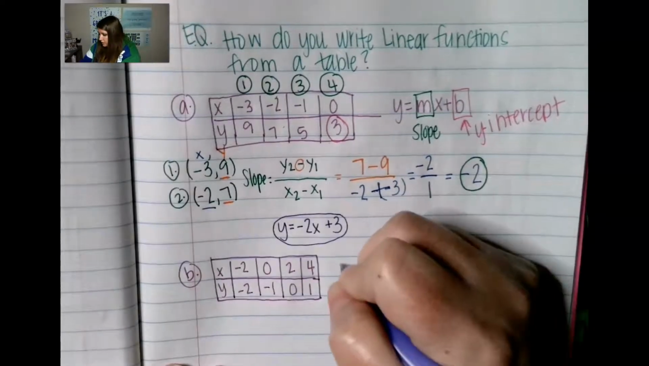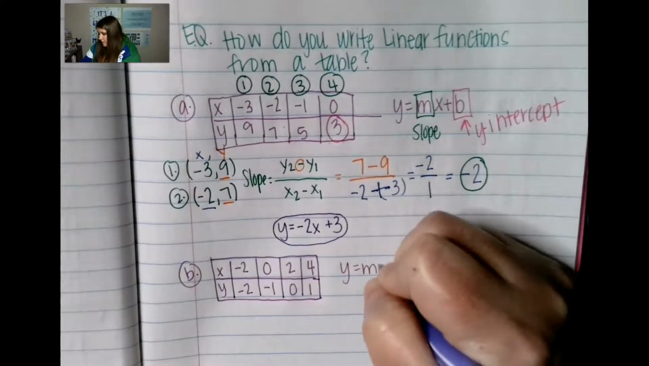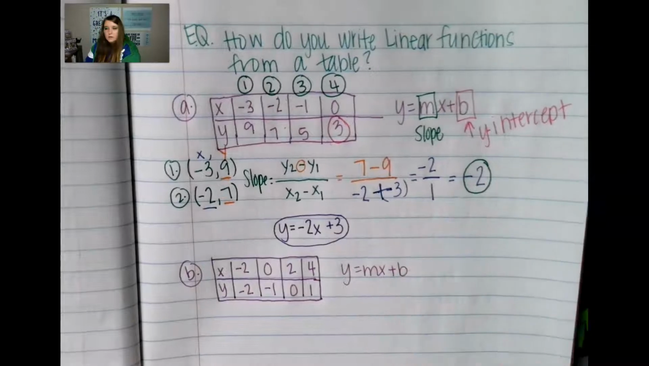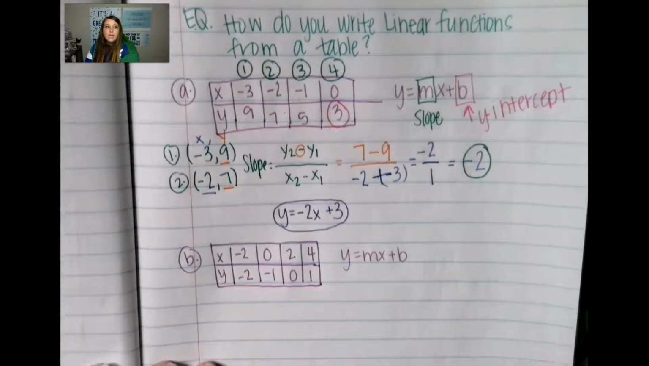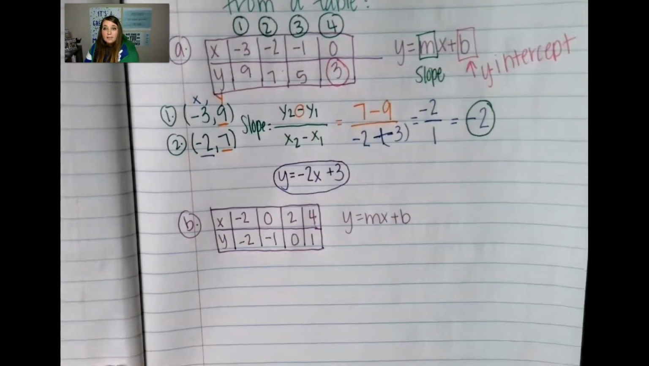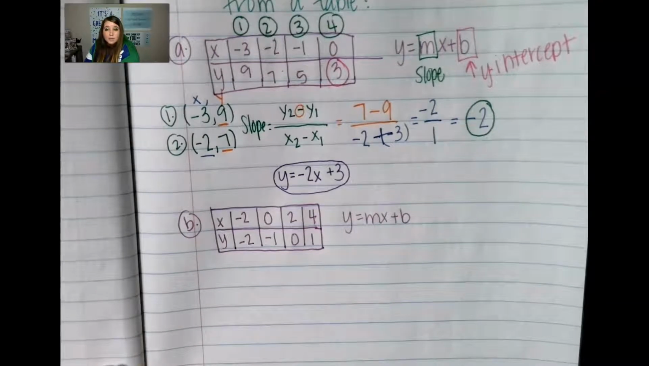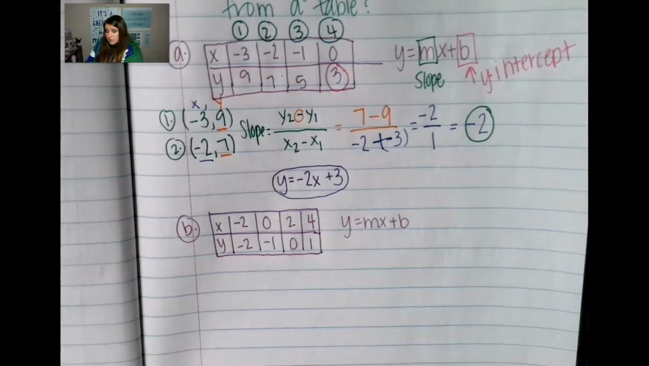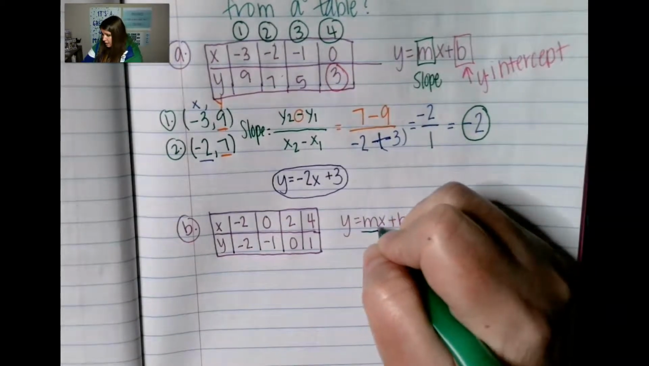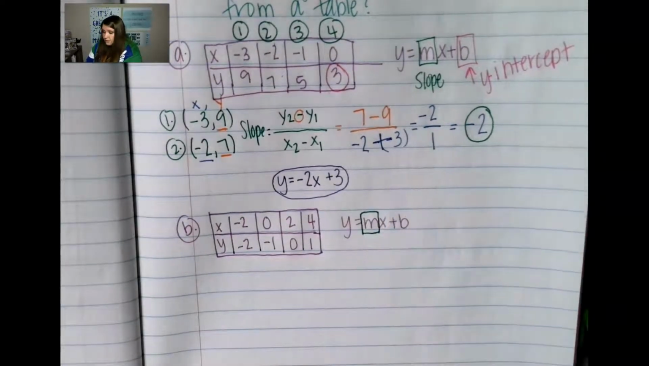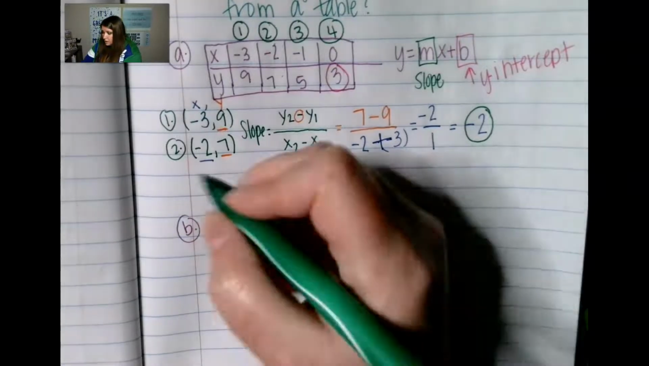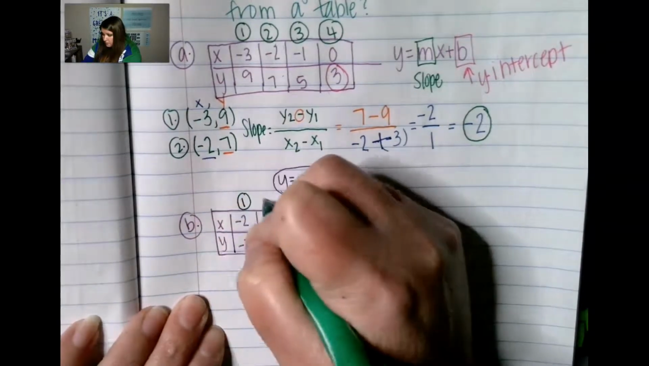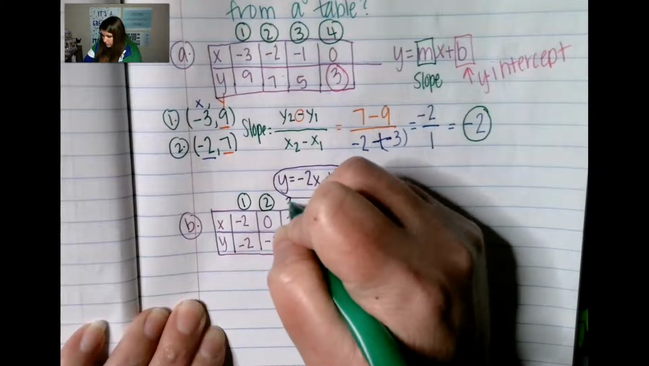So linear function y equals mx plus b, so that you could graph a straight line or a line that does not have repeating x values. Okay, so our first goal is to find the slope. So let's solve for m. You can use the different points here.